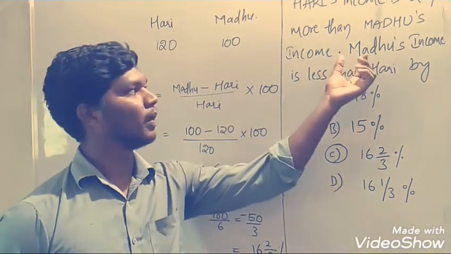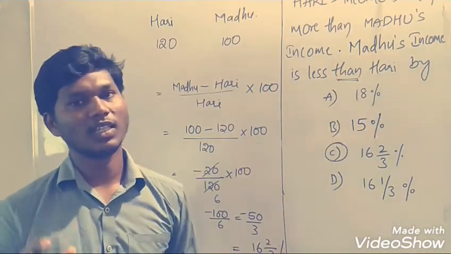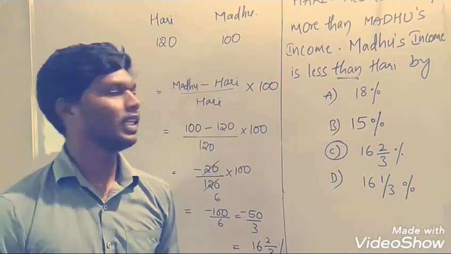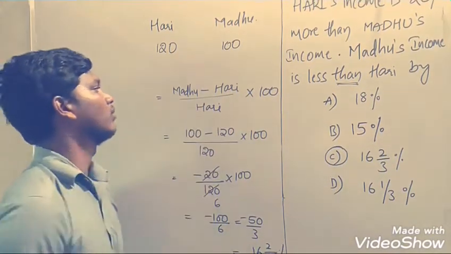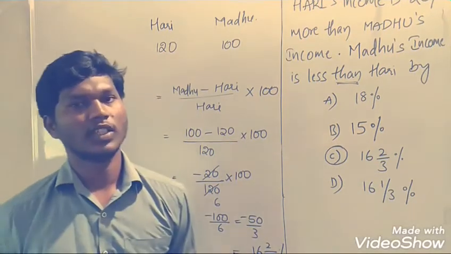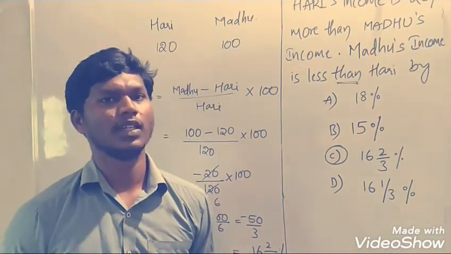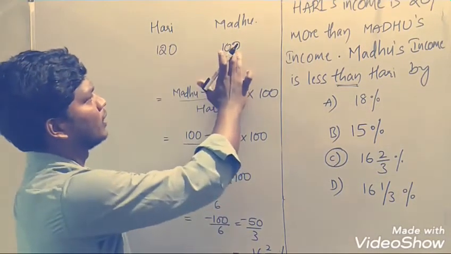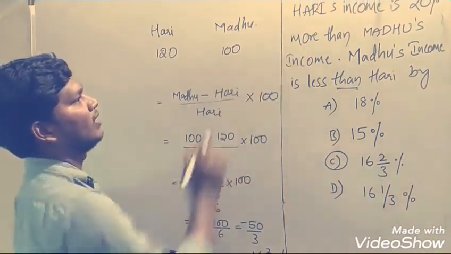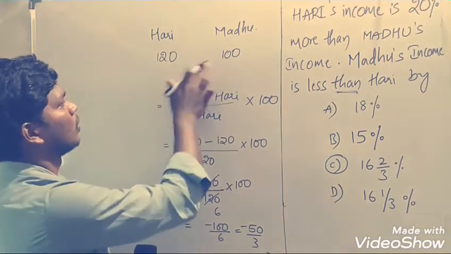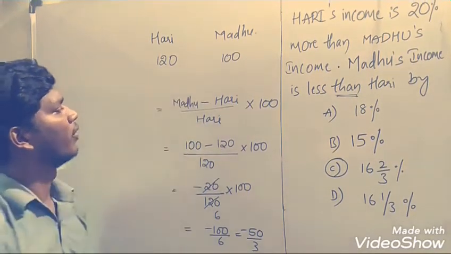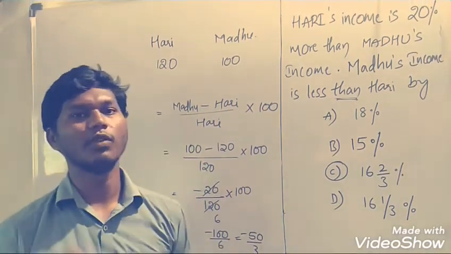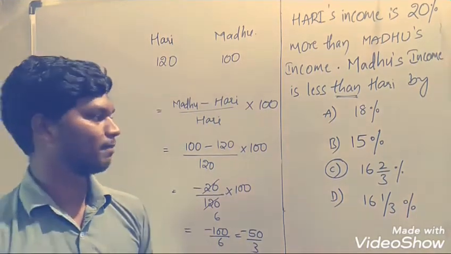Just focus on what he is asking. So he is asking by what percent Madhu's income is less than Hari. So write Hari in the denominator and Hari in the second place and Madhu. See friend, just take the base value as 100. So once you have taken base value 100, take Madhu as 100. So he is saying that Hari's income is 20% more. So 100 plus 20 will be 120. So substitute the values and you will get the final answer.